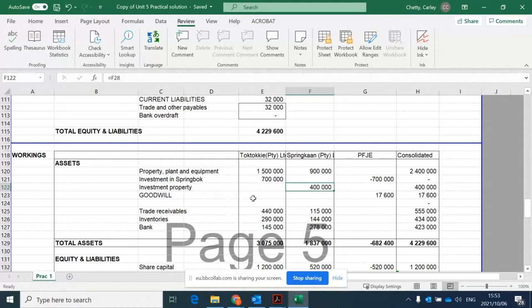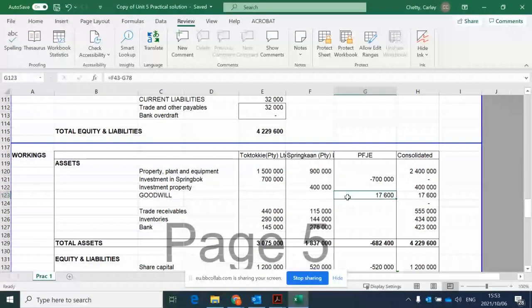Then remember we recorded goodwill. Neither Talkie nor SpringCon have goodwill in their separate financial statements. However, we recorded goodwill of 22,000, but then we also had a journal entry to amortize that goodwill. So if we take 22,000 minus the amortization of goodwill, which was 4,400, that will leave us 17,600. So that is the goodwill.